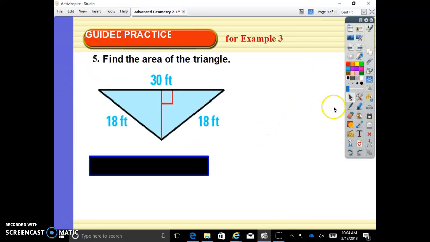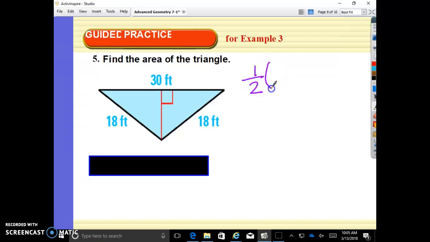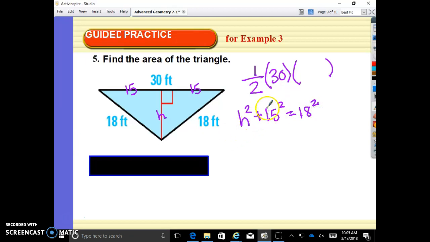Now I want you guys to try this one. What would you do? 1/2. What's my base? Good. And what is my height? How do I find my height? I need to split the 30 into 15 and 15, right? So if I have 15 and 18, how do I find my height? Pythagorean theorem, haven't you heard? When you know two sides, you can find the third. A squared plus B squared equals C squared.